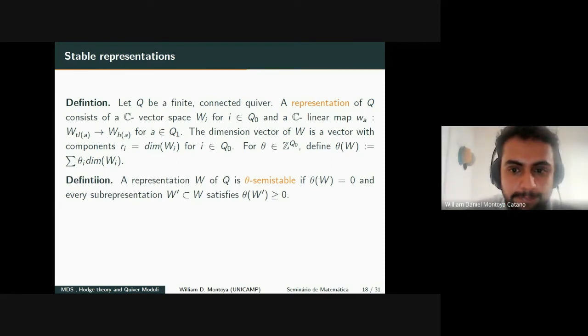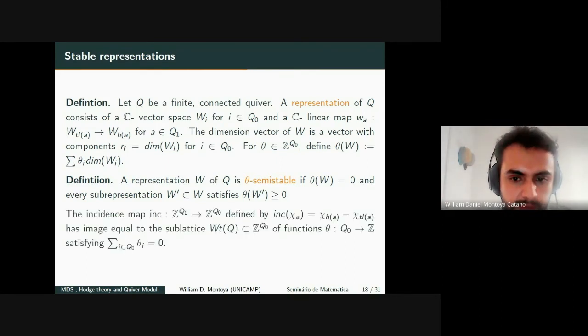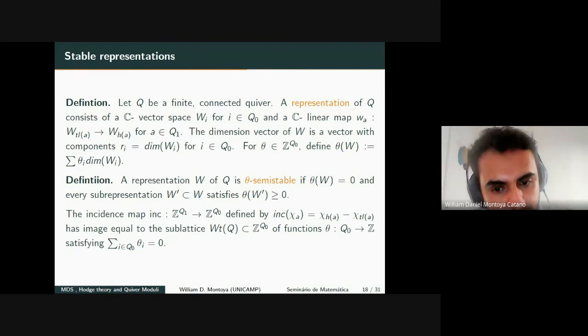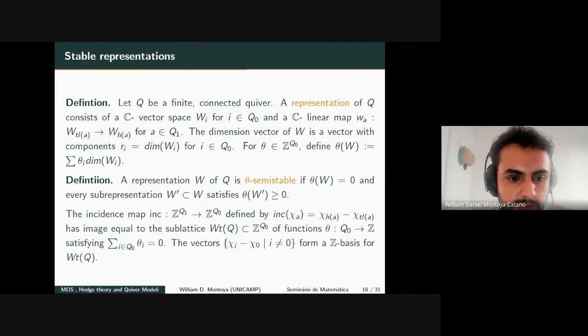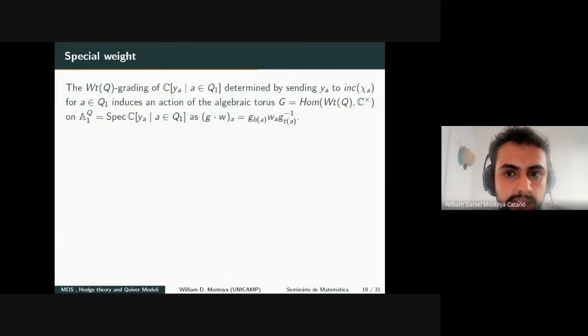Oh my God, I don't have time. So this is the equivalent of being semi-stable, the equivalent of the GIT, which I think was introduced by King. Also you have to remove some things, the instability, when you want to construct a space coming from these representations. I don't want to enter too much into this because I don't have much time.